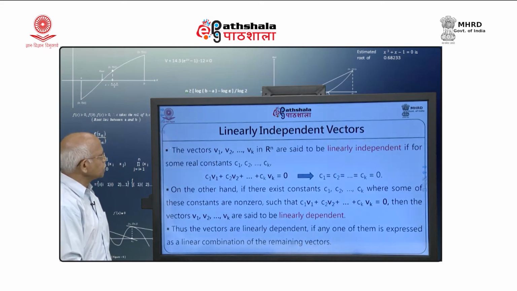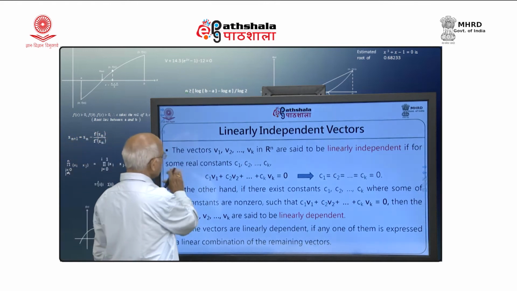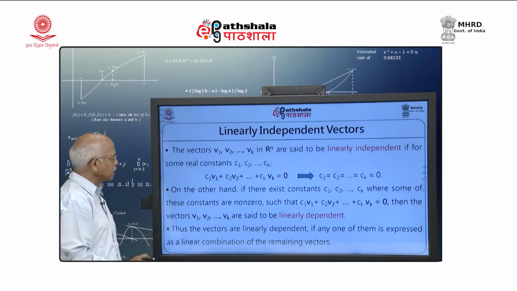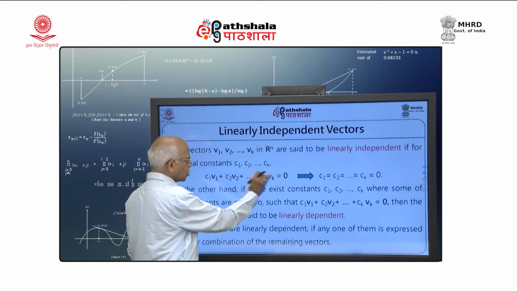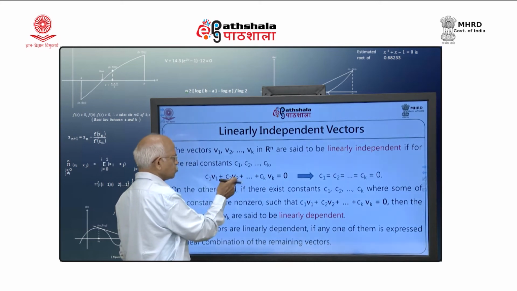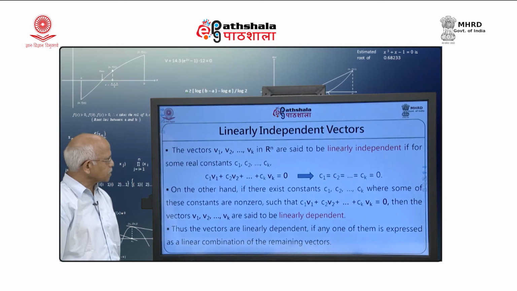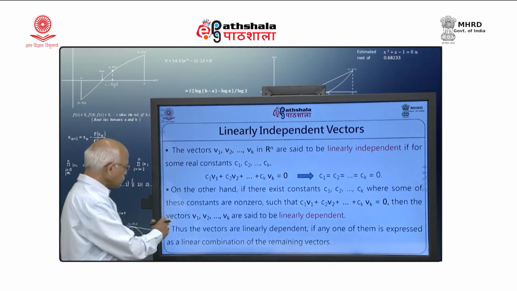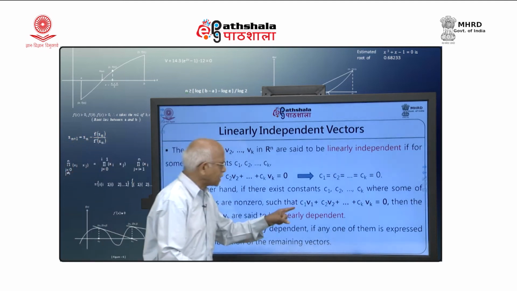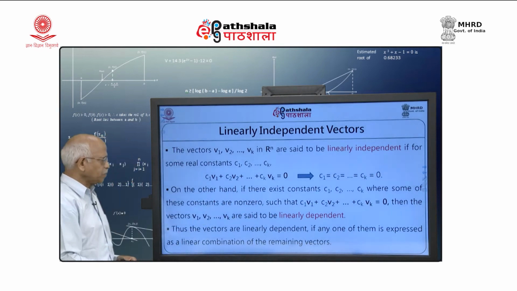The vectors V 1, V 2, V 3, ..., V k in R n are linearly independent if, for real constants C 1, C 2, C 3, ..., C k, the linear combination C 1 V 1 plus C 2 V 2 plus ... plus C k V k equal to 0 implies that C 1, C 2, ..., C k are all 0. In other words, if there exist constants C 1, C 2, ..., C k, some of which are non-zero, such that the combination is equal to 0, then these vectors are said to be linearly dependent.